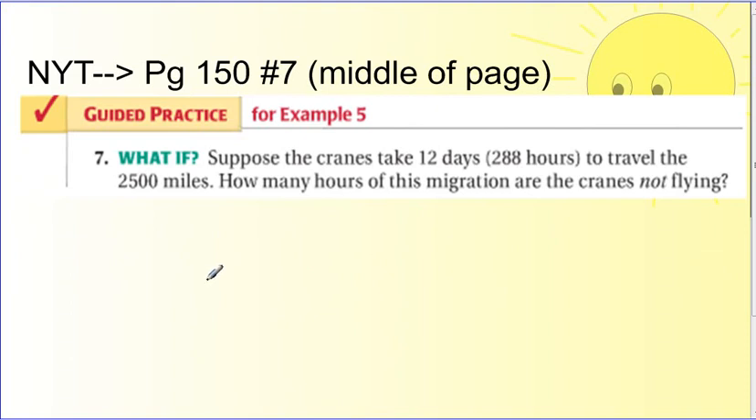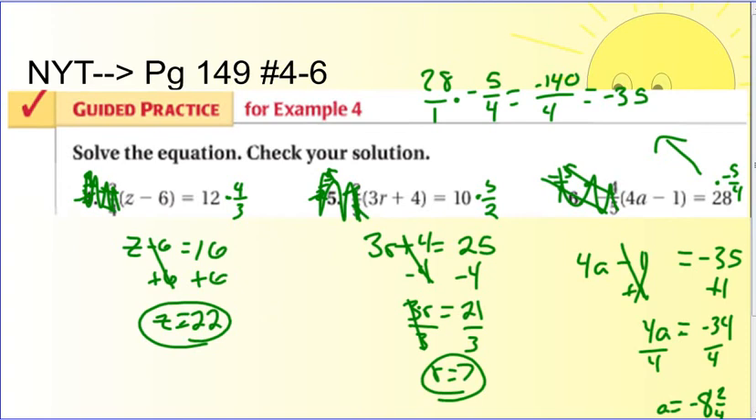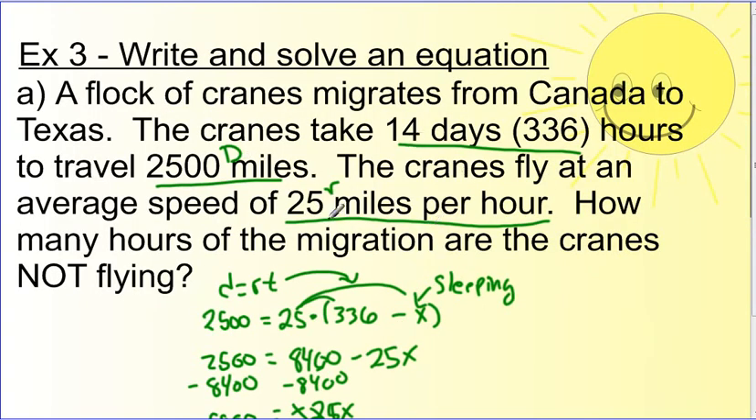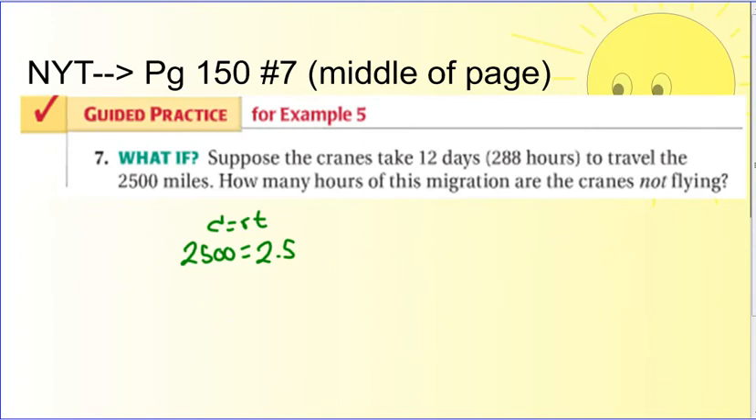Okay, so we've got our distance formula. D equals RT. Distance is the 2,500 miles. The rate was 2.5. Oopsie, the rate there is 25 miles per hour. I was slightly wrong. There you go, 25 miles per hour. And the time, this time they're taking 12 days, or 288 hours. So the total trip minus all the other stuff leaves just the time they're actually flying. And we solve.